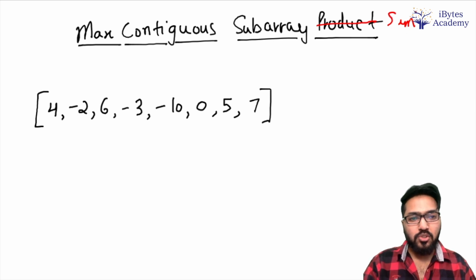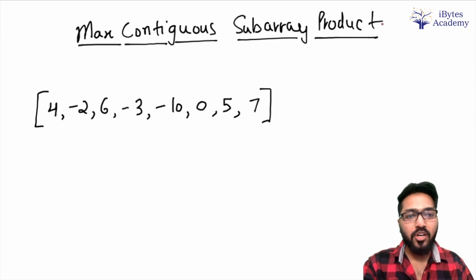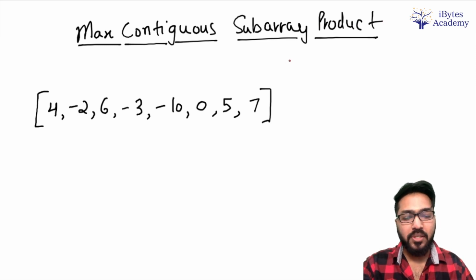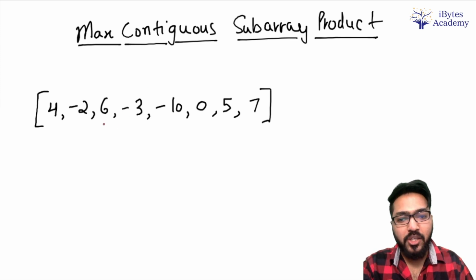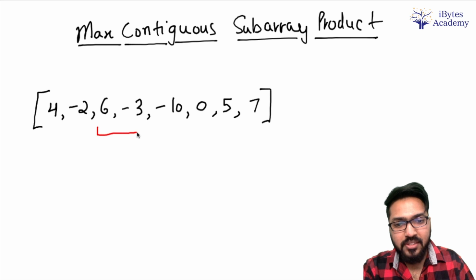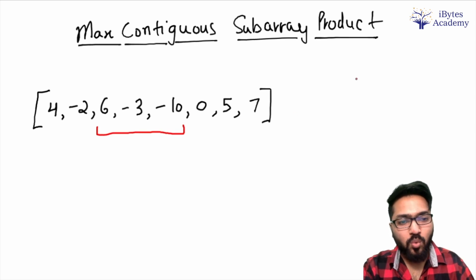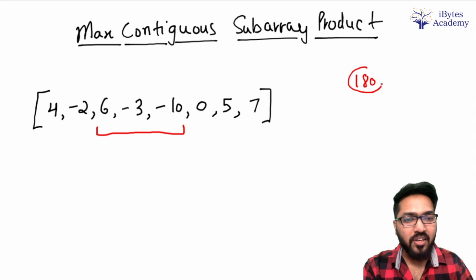In this problem, we have to find the sub-array product. The sub-array should be a contiguous one. What do we mean by contiguous? Again, contiguous means continuous numbers. If we are taking a sub-array, then all the numbers should be contiguous. The answer for this problem is going to come from this particular contiguous sub-array. It is going to be 180, so 6 multiplied by minus 3 into minus 10 is 180.